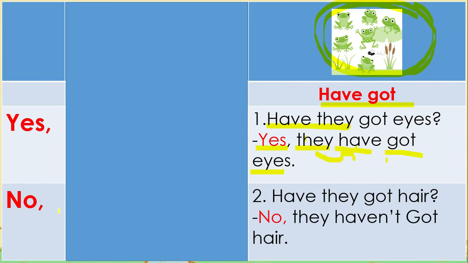And the next one, no. The question is, have they got hair? So do they have hair? No, the answer is no. So you're going to say, no, they haven't got hair. Don't say, no, they have got hair. No, that's not the correct answer. You will say, haven't or have not. No, they haven't got hair. So that's how you answer the questions, no and yes.